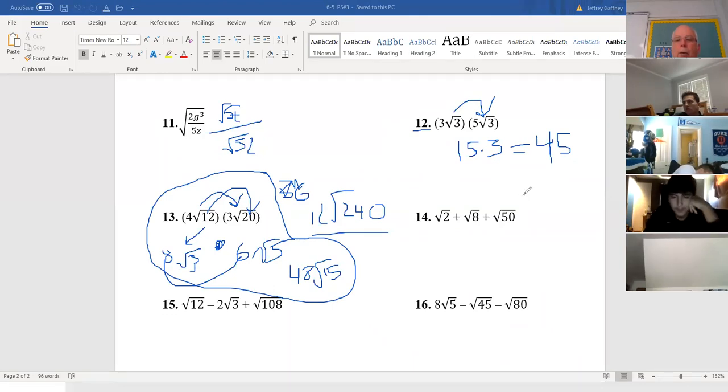All right. Now, let's look at 14. I want you to try that. All right. And we want to get some like terms or like radical expressions that we can actually add. Take a second, jot it down, and see what you can do with that, and then I'll talk about it.